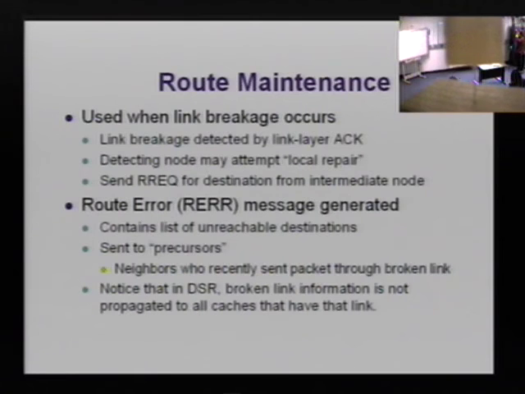Route maintenance is again done by link layer ACKs. The detecting node may attempt a local repair. If you are closer to the destination, you do a local repair. If you are closer to the source, you just send back the route errors. Route errors are sent through every node, every path that was using that broken link. Notice that in DSR, that broken link information is not propagated to all caches.